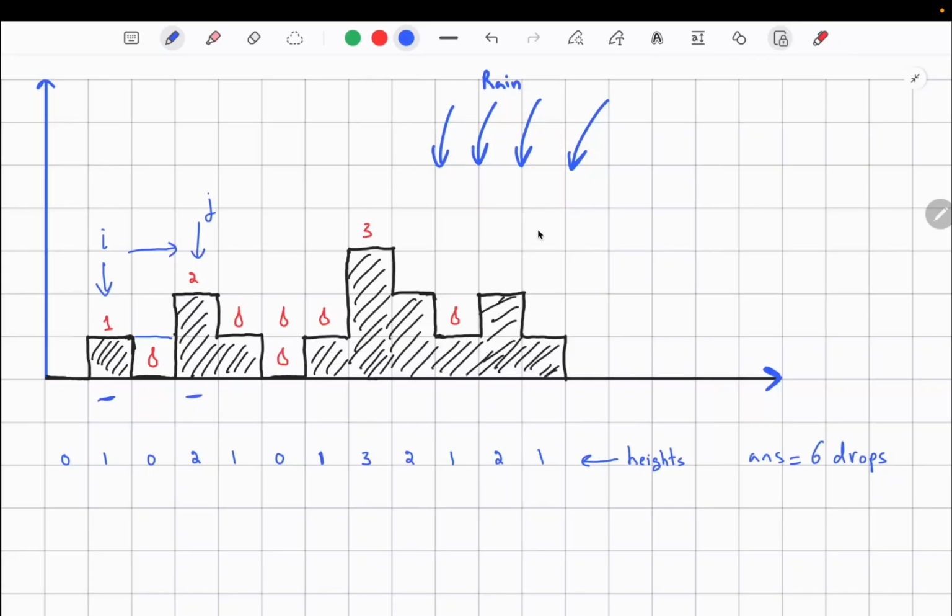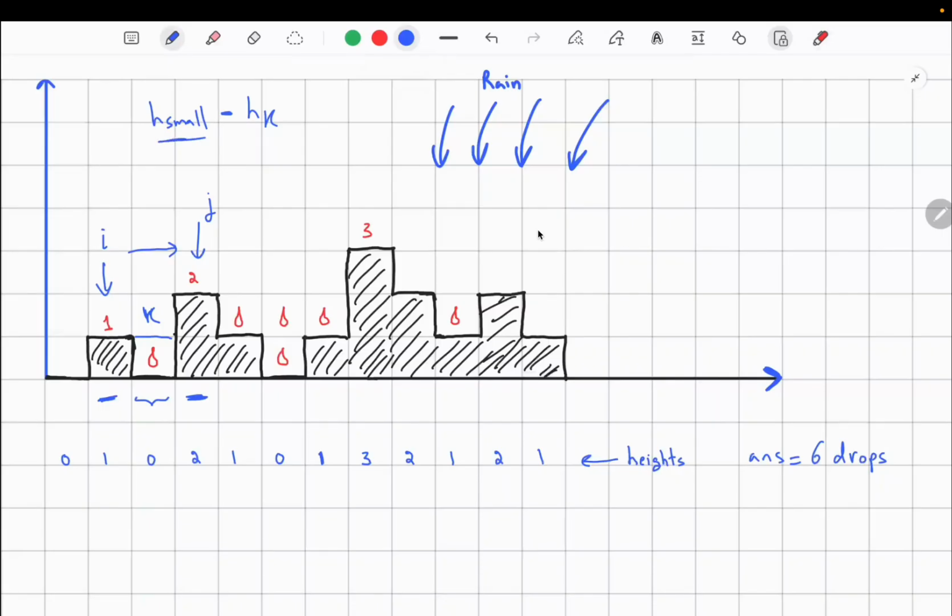The formula will be h_small minus h_k, where h_small is the smaller height, and k is the iterator that iterates over all the indices between the small bar and the tall bar. So at each index between the small bar and the tall bar, for example at this index, the amount of water that we can trap here is equal to this formula.